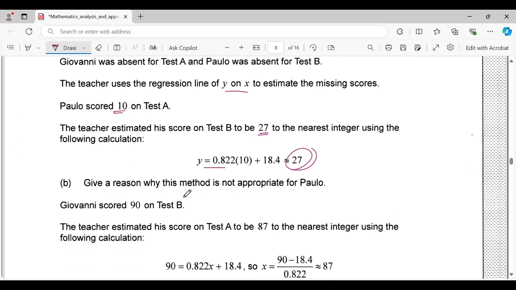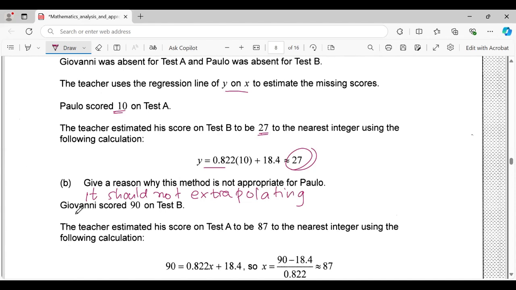Next, give a reason why this method is not appropriate for Paolo. Okay. It's not appropriate because it should not extrapolate. If you use the formula Y on X, you cannot extrapolate to find the solution. Okay.